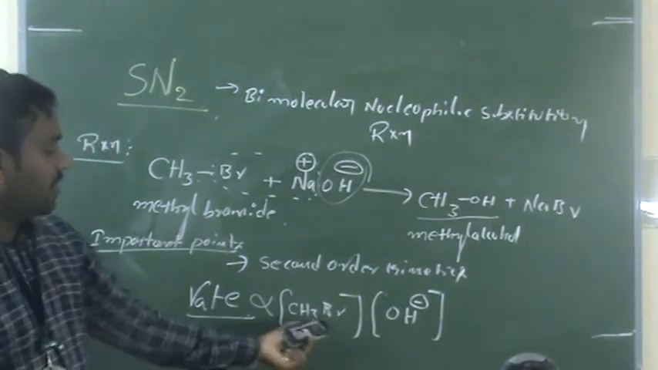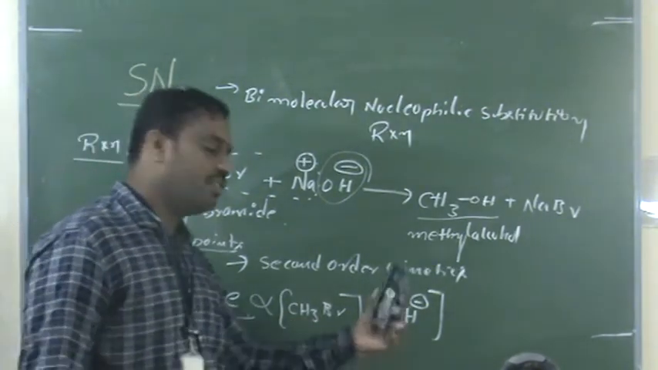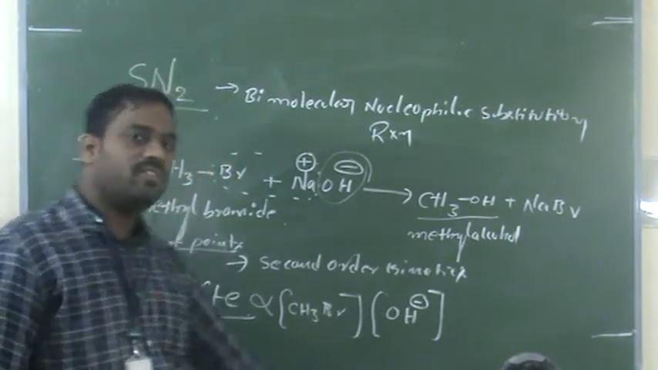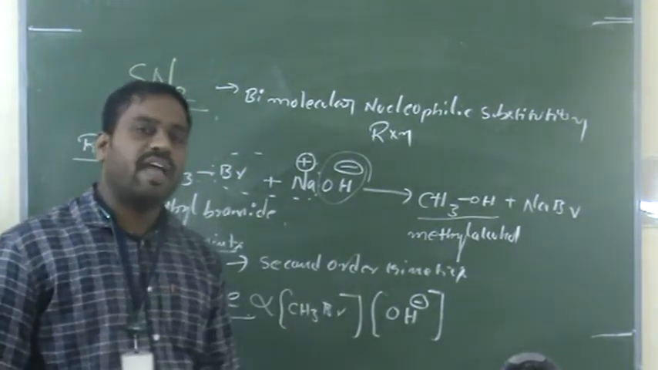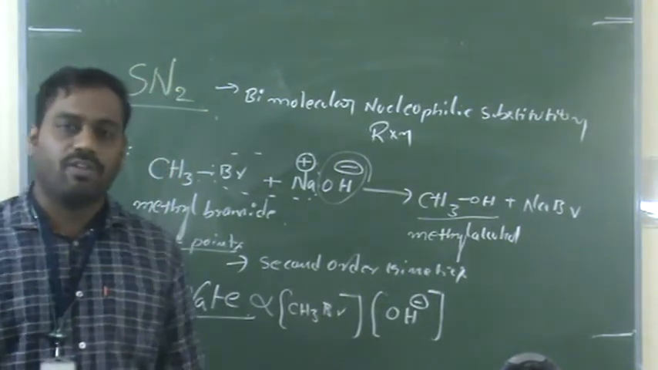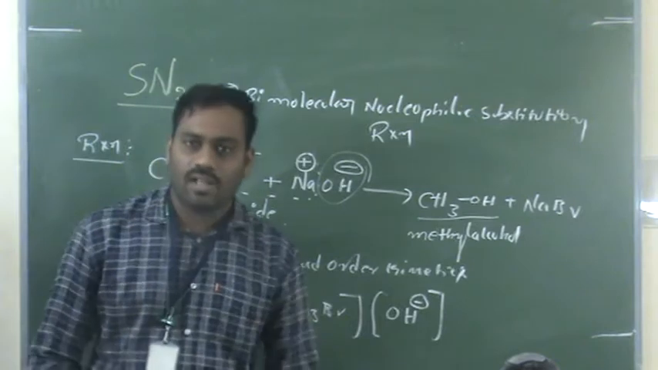Okay, so that's why this is called a reagent, methyl bromide. This is called a nucleophile. It means the speed of this chemical reaction. What is the meaning of speed? In which particular time is this reaction completed? It is completed in 1 hour, 2 hours, or 3 hours. That is called speed.